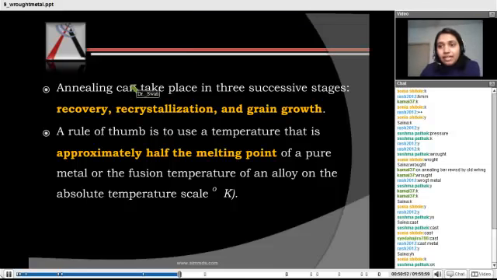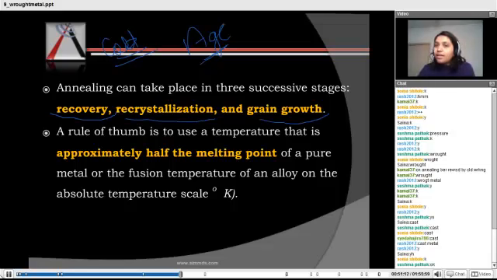Okay, now we just saw how we use annealing to reverse the property of two things. One is cold working and second is age hardening. We reverse these two things by annealing. Now look at the process of reversal by annealing. It takes place in three stages. One is recovery, recrystallization and grain growth. We'll see it diagrammatically. Now the rule of thumb is, when we are annealing, we use approximately half the melting point of the pure metal or the fusion temperature of an alloy on an absolute or Kelvin scale.